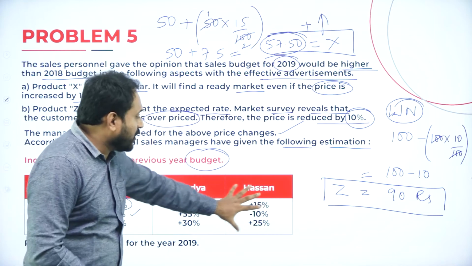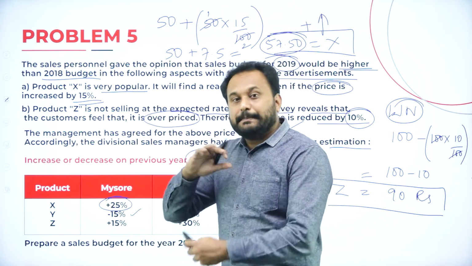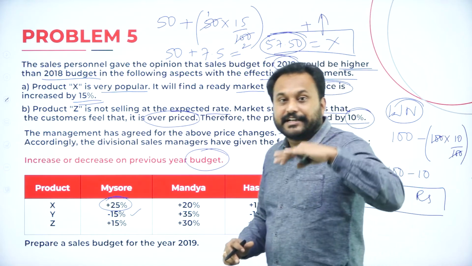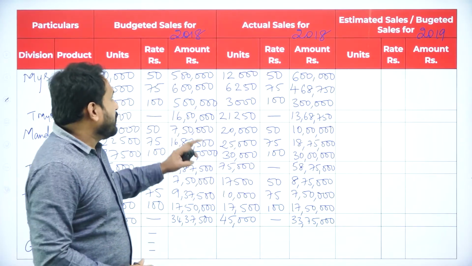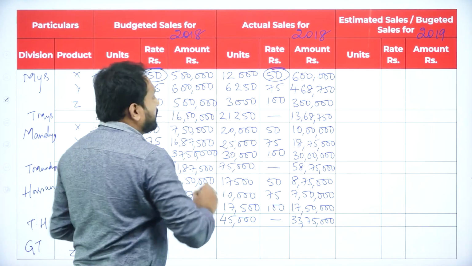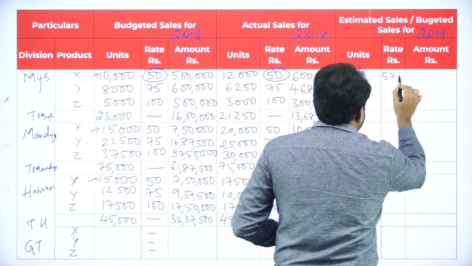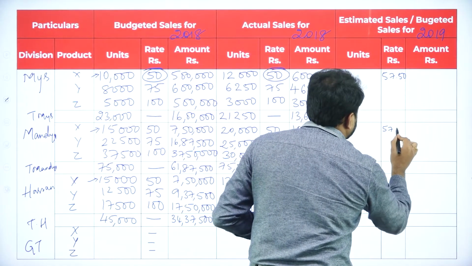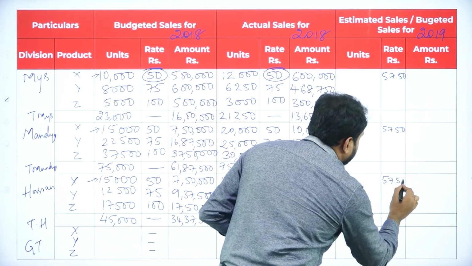Now this is for units, and here what they have given is the rate, the prices which are changed. Here 15% increase, and here 10% is reduced. So we have the new rates. So let's write the new rates here first. Now wherever you have X, which was 50 rupees, what will be the rate here? We got 57 rupees 50 paisa. Wherever you have X, we will write 57 rupees 50 paisa. Here also we have 57 rupees 50 paisa.